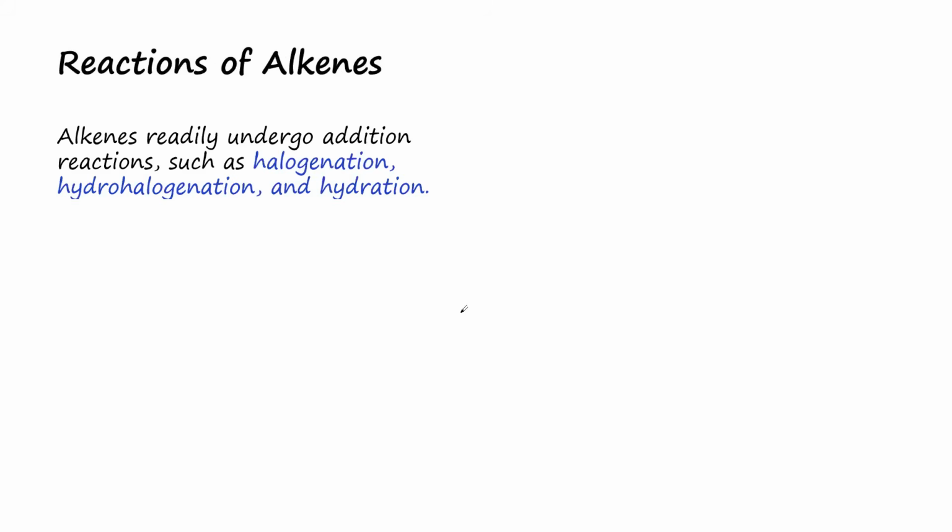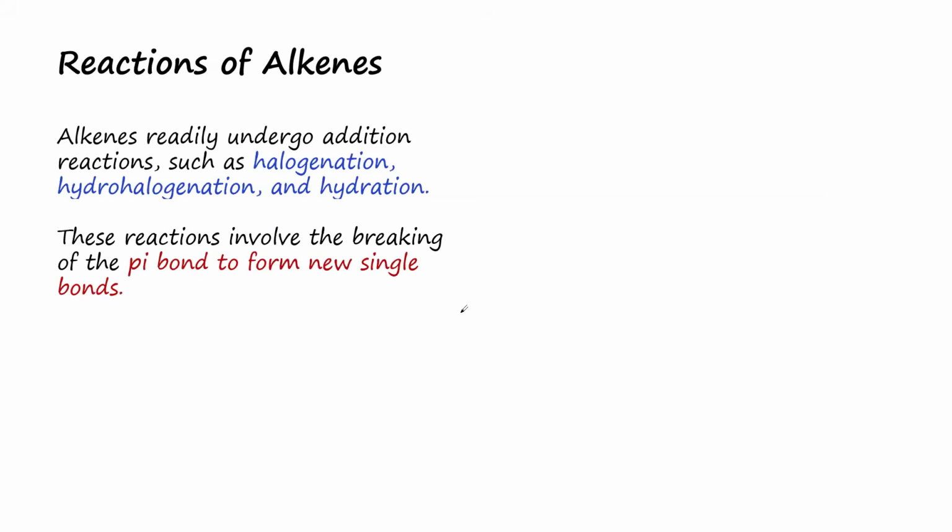So then, reactions of alkenes. Alkenes readily undergo addition reactions. So the major type of reaction that is specific to alkenes is addition reaction. And such addition reactions can be halogenation, that is addition of halogen, hydrohalogenation, that is addition of hydrogen halides, and then haloalkanes, and then hydration.